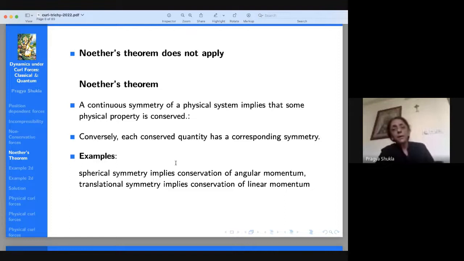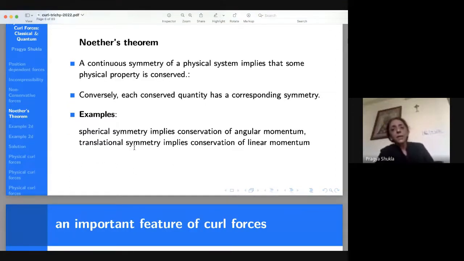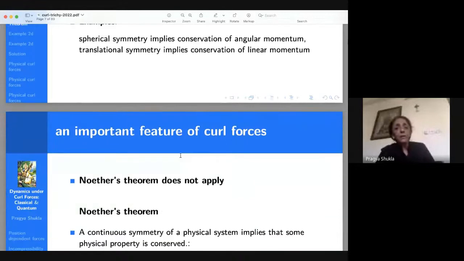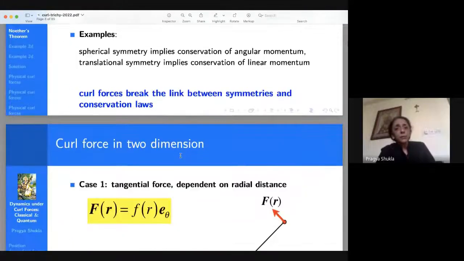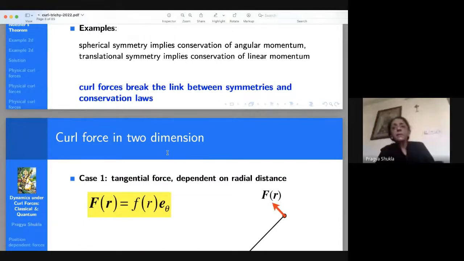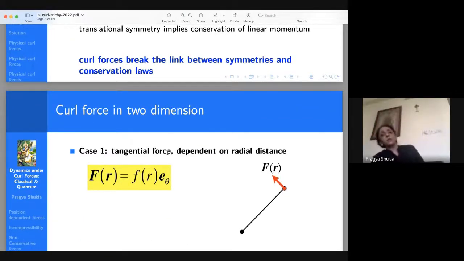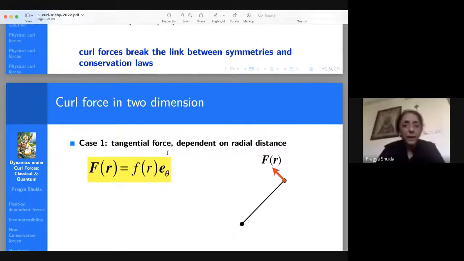For example, to simplify more, spherical symmetry corresponds to conservation of angular momentum. Translational symmetry implies conservation of linear momentum. However, in the case of curl forces, it so happens that they break the link between symmetries and conservation laws. Let me explain it to you by an example.